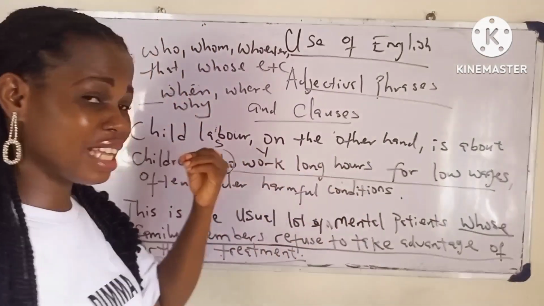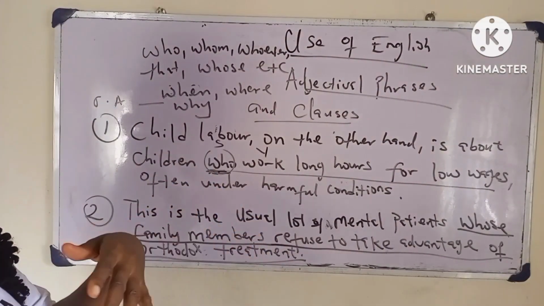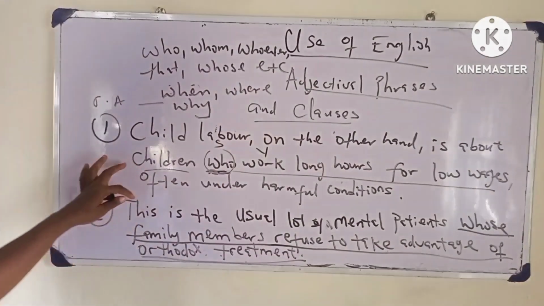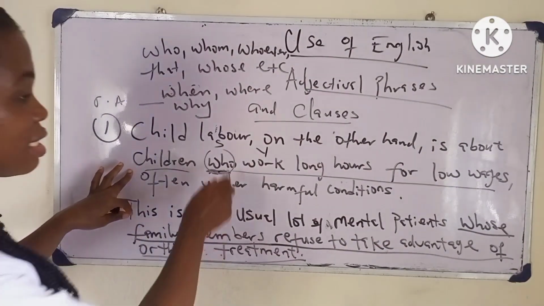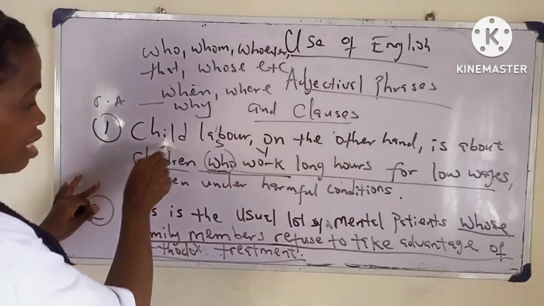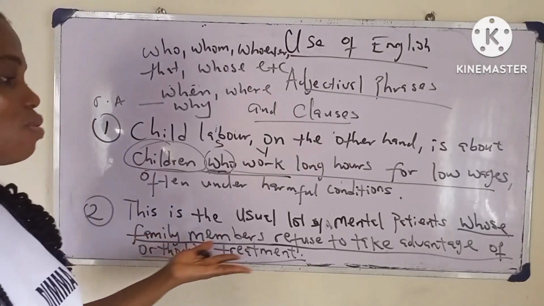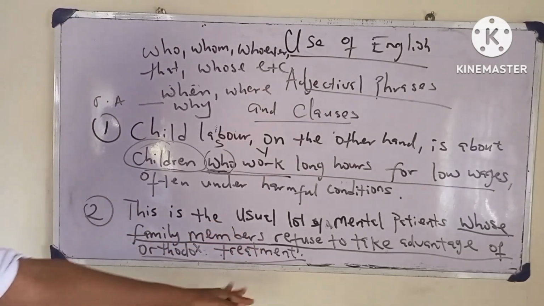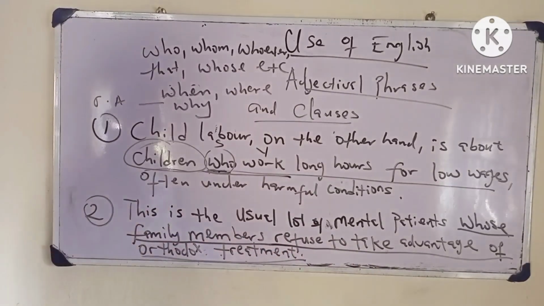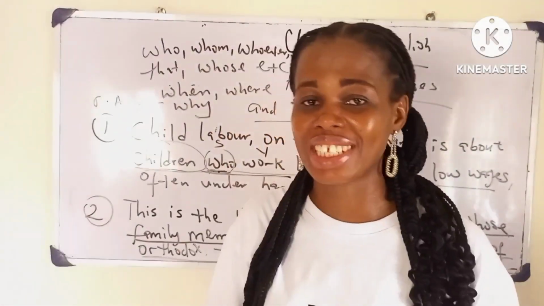What again makes it an adjectival clause? Who is the person that works long hours for low wages that it is talking about? Children. So it qualifies the noun children. I also noticed that the adjectival clause comes immediately after the noun that it is qualifying. It is the same with this one. You should be able to easily identify the correct grammatical name and function of the second example. So that is it about adjectival phrases and clauses.